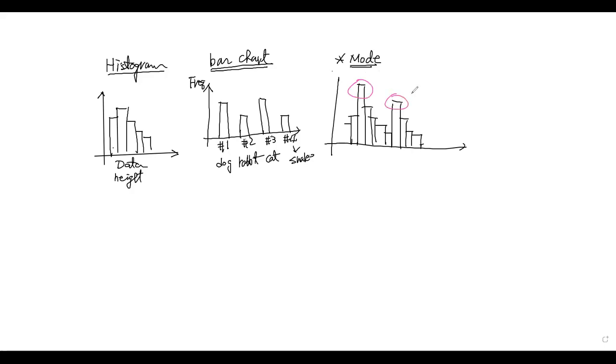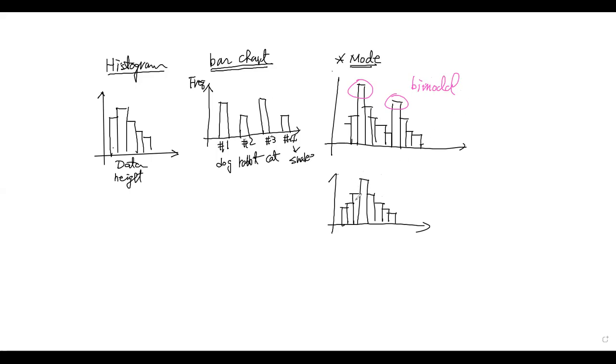So for this type, you have two peaks, the mode is two, so we call this a bimodal distribution. If you only have one peak, we call it unimodal, something like this. It just has one peak. So this is the modes.